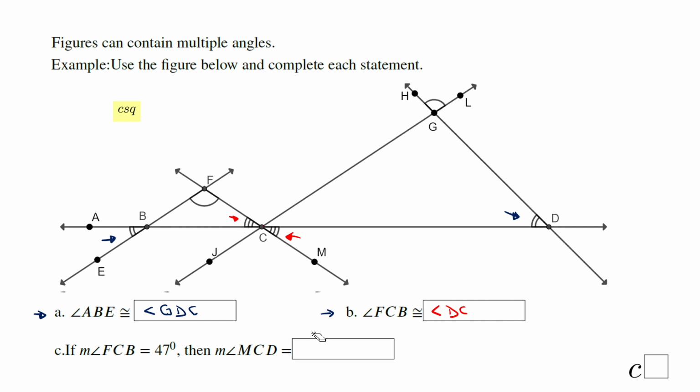DCM is the angle that is the same as the angle FCB, based on the picture and marking. Now let's take a look at the last problem here, last part. If the measure of angle FCB, again, this angle here, is 47, how much is going to be MCD? I'm looking at MCD, which is this angle, the congruent angle of this. We see that here, but the other way. If they are congruent, they have the same measure, so it's going to be 47 degrees.